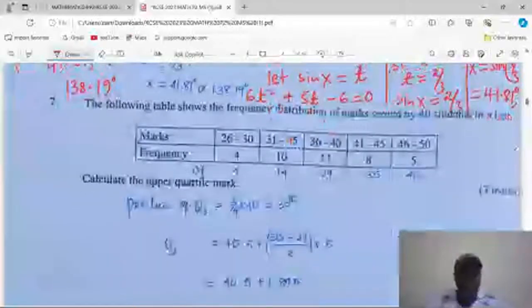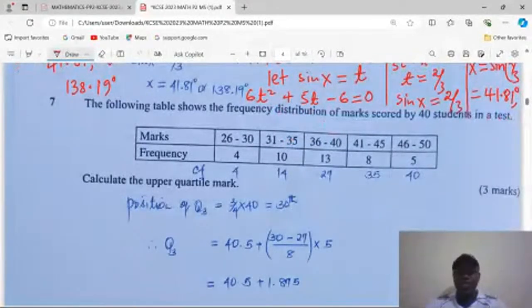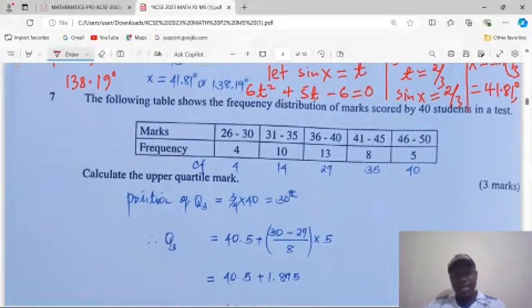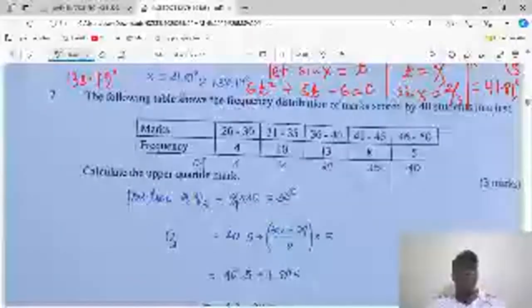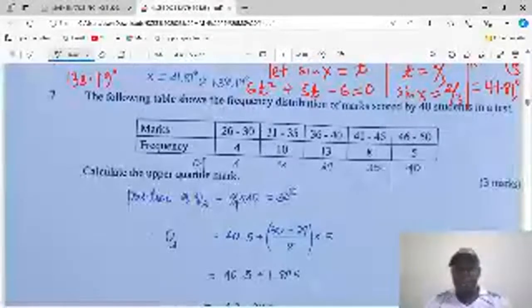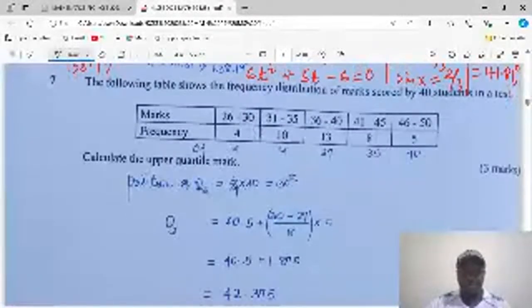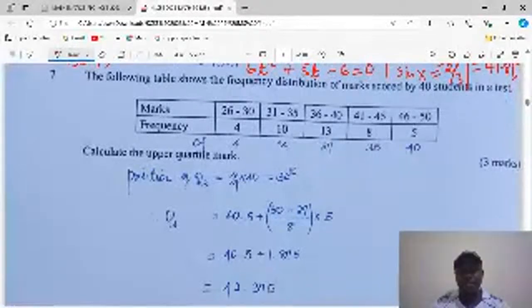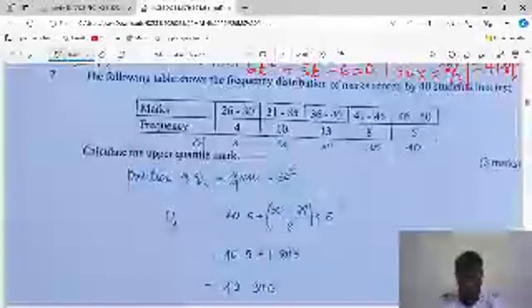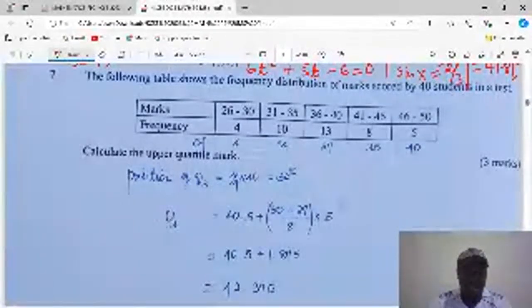Number 7. The following table shows the frequency distribution of marks scored by 40 students in a test. So we have the marks in classes. We have the respective frequencies for these classes. Calculate the upper quartile mark, the upper quartile.